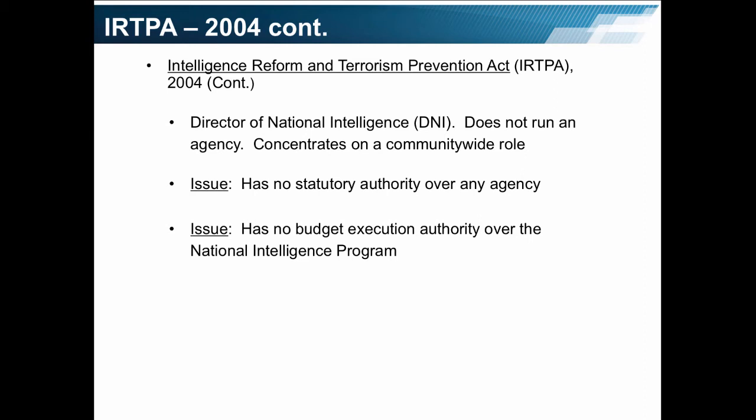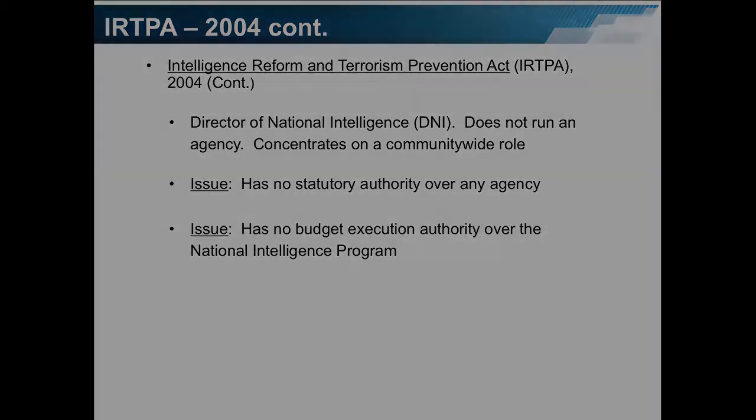The Director of National Intelligence does not run an agency. The office of the DNI is not an agency. The DNI concentrates on a community-wide role. There are two issues with this. The DNI has no statutory authority over any agency, and the DNI has no budget execution authority over the National Intelligence Program. Focus on budget execution authority.